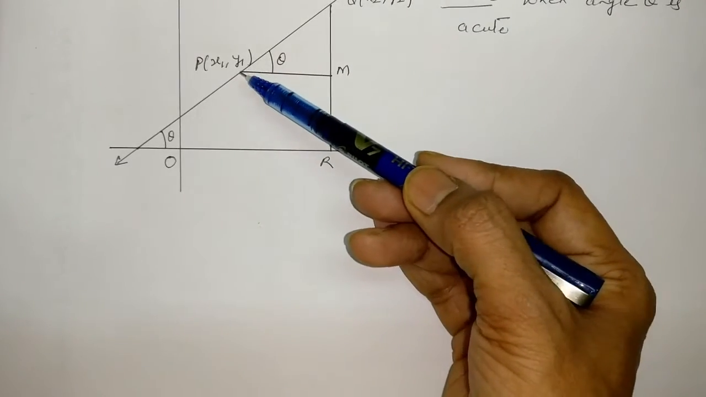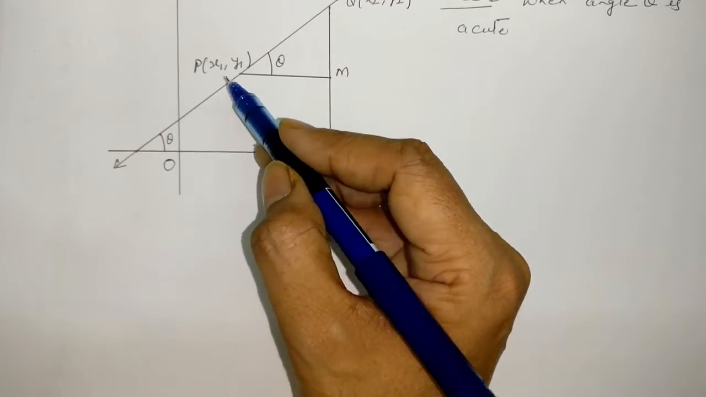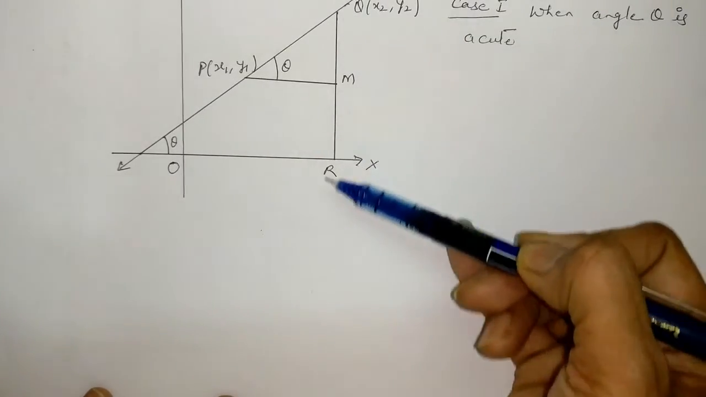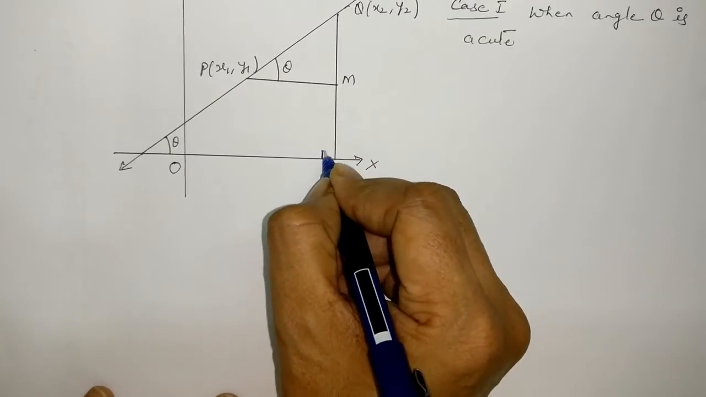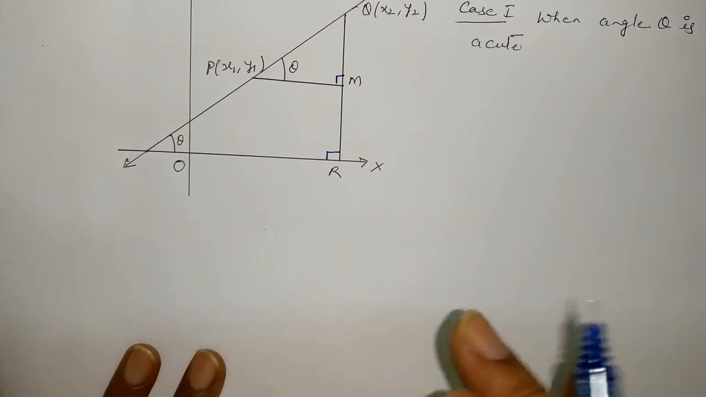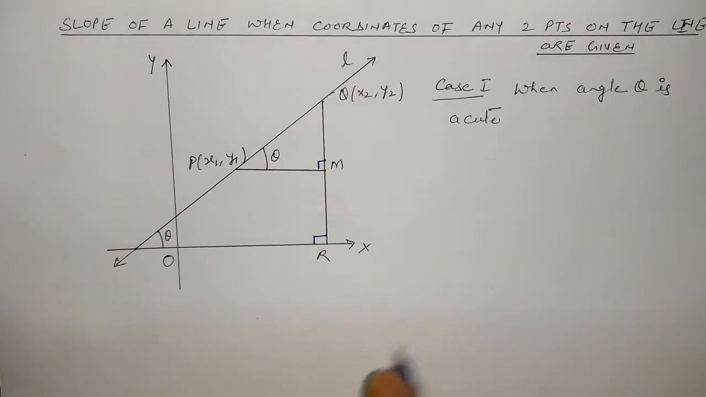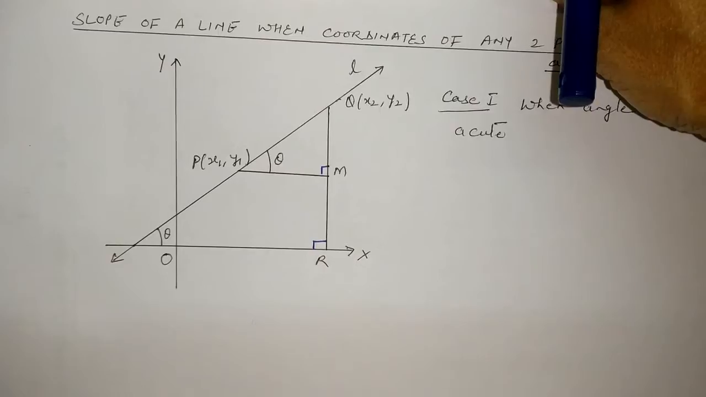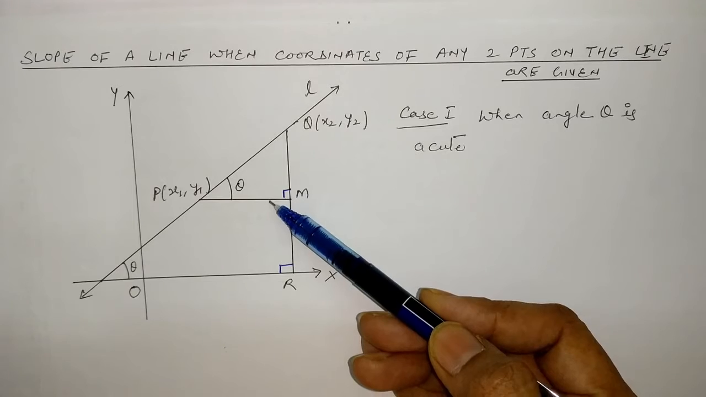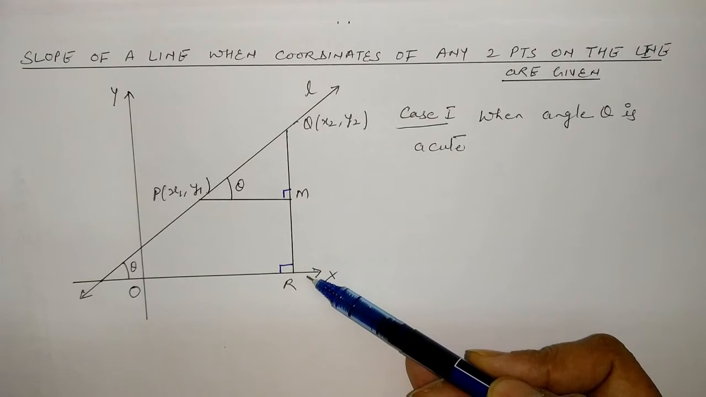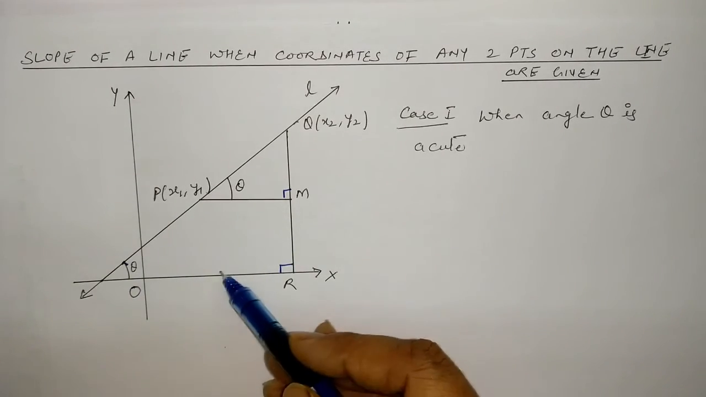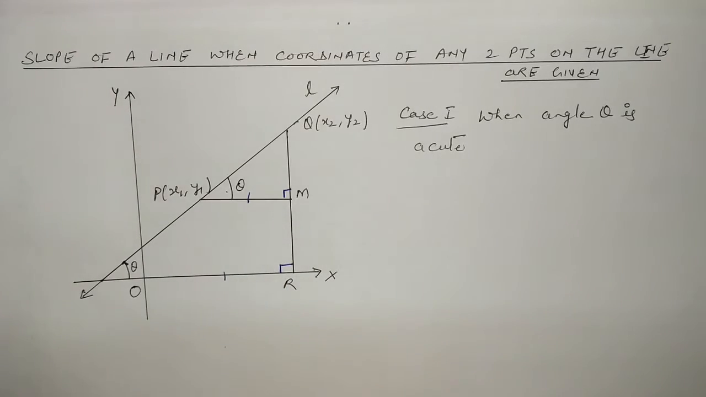So we take 2 points and then we drop a perpendicular from Q to the x-axis, that is QR is perpendicular, and again we drop a perpendicular from point P to this axis. Now we assume that the angle of inclination of the line with the positive direction of the x-axis is theta. Since we have dropped the perpendiculars, these two lines are parallel, so this will also be theta.